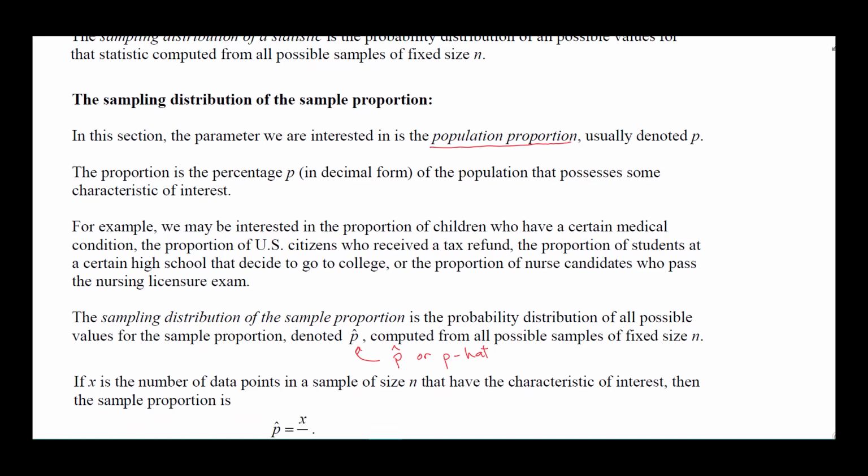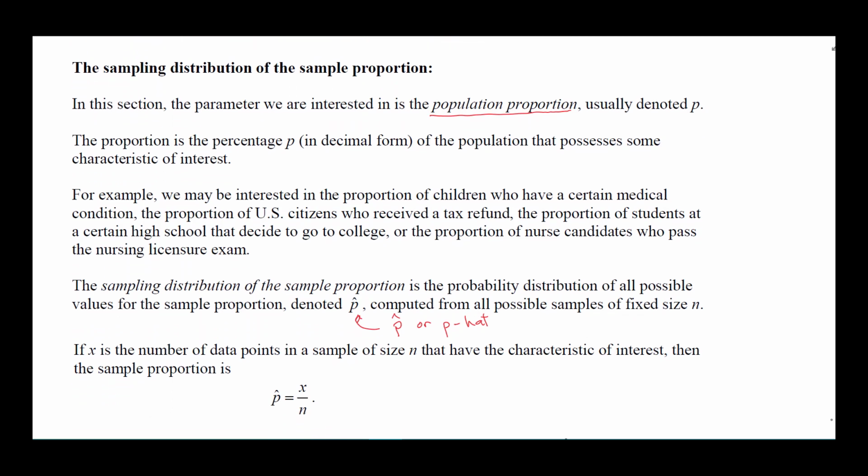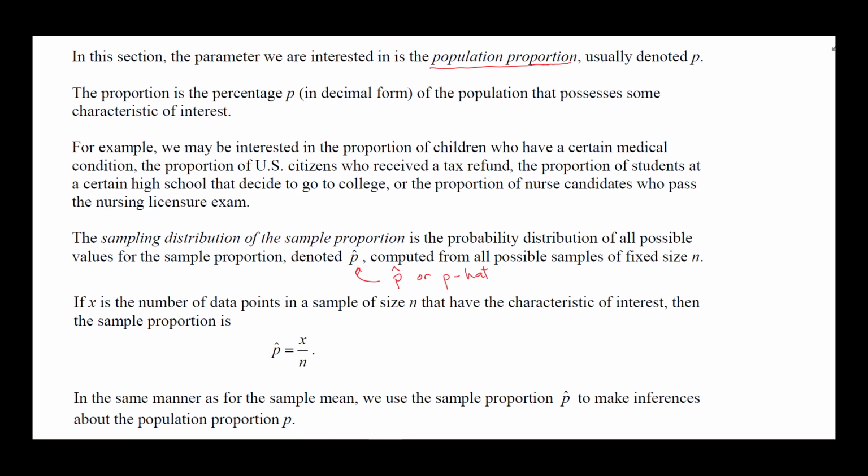Okay, so how do we actually get that sample proportion? We've done this sort of thing before when we talked about frequencies and relative frequencies: we take the number that have whatever characteristic we're interested in, and we divide it by n. So if we had a sample size of 100, to make the calculations easy, and say 40 of them had the characteristic, that would be 40 over 100, or 0.4. That would be our sample proportion. Okay, so we can use our sample proportion to make inferences about the population proportion.